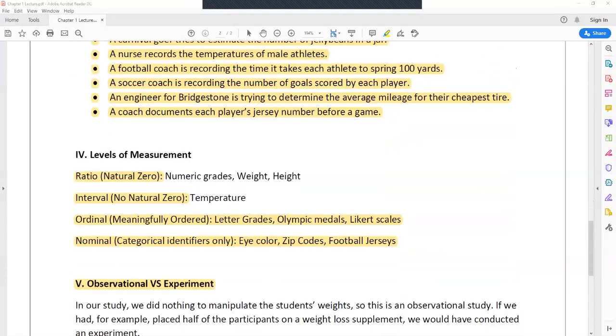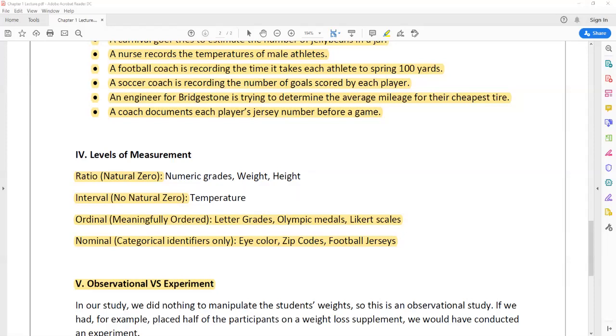Then we have levels of measurement. We have the ratio, the interval, the ordinal, and the nominal. The first two are going to be quantitative in nature. We will actually do some mathematics on those. And a level of measurement is ratio if there's a natural zero. For example, if I caught you cheating on a test and I gave you a 0, that would be because that's as low as I can go. I'm not going to be able to give you a negative grade, but I can give you a 0.